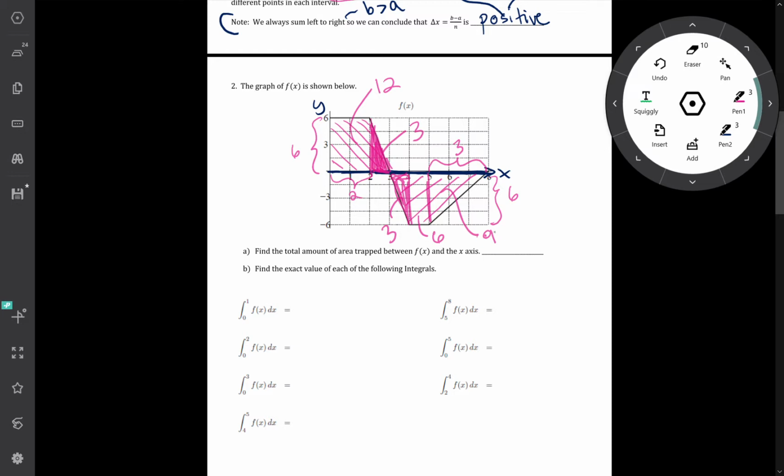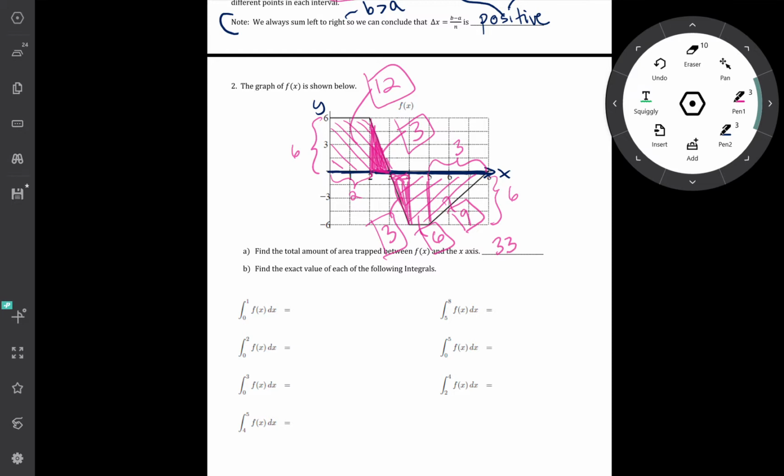So if we add all that up, let's see, I had the 12 and the 3 is 15, plus 3 is 18, plus 6 is 24, plus 9 is 33. I think I added that all up right. 9, 9, 18, 28, 33. Yep, okay. So the total amount of area trapped between the function and the x-axis is 33 square units.